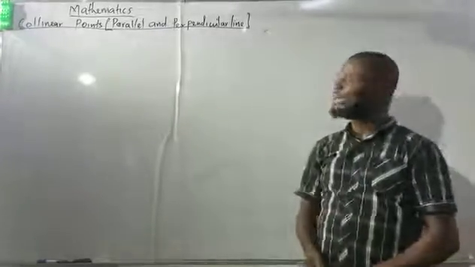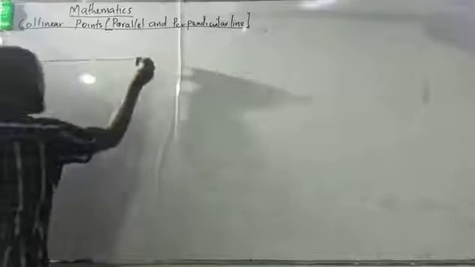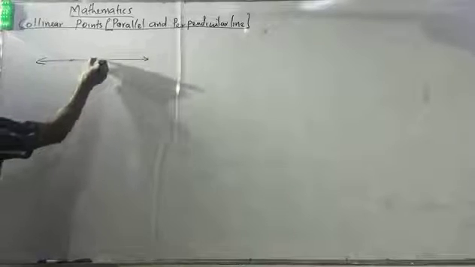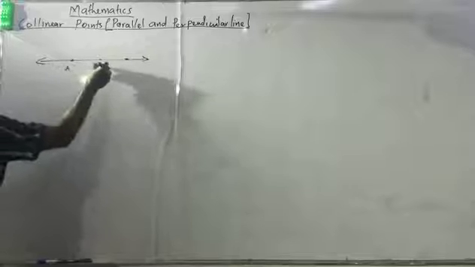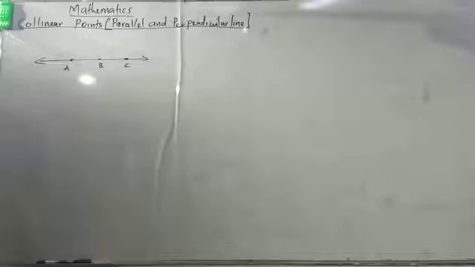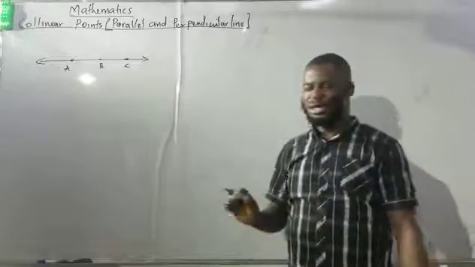Now, when we talk about collinear points, let this come to your mind. We have a straight line. This is a very good example of a straight line. Now, we have several points, which I can call A, B, C. Now, this is a point. Hope you know what makes a line a straight line. What is a straight line?